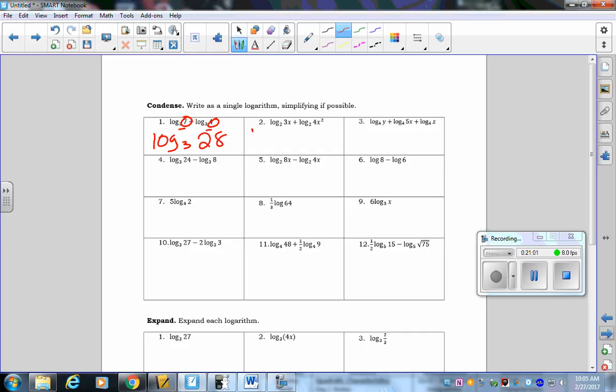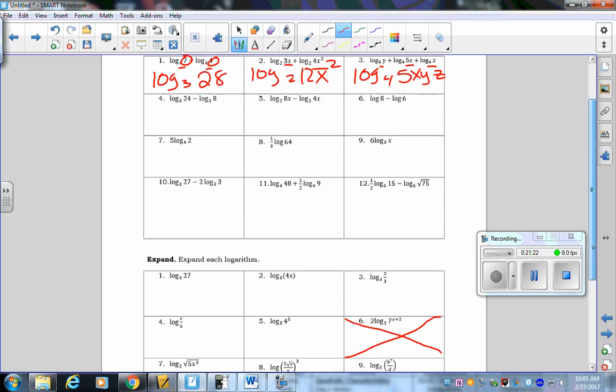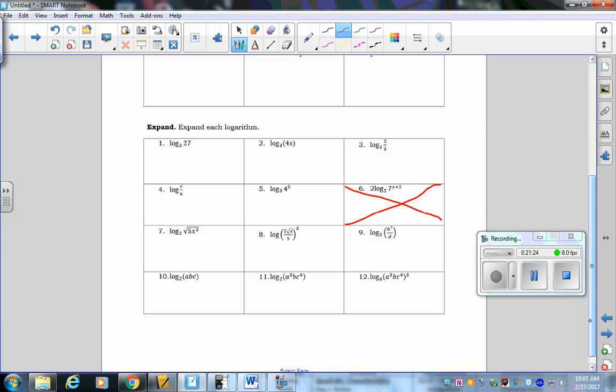All right, number 2, log base 2. 3x times 4x squared is 12x squared. Nothing else I can do. Number 3, I have 3 things, but that's okay. They're all plus signs, so I've got log base 4 of 5x times y times z. So 5xyz. And that's it. I'm done. All right, let's go ahead and take a look at expanding, going the other way. Notice number 6 is crossed off. We're not doing that one, okay? All right, so number 1, expand it.